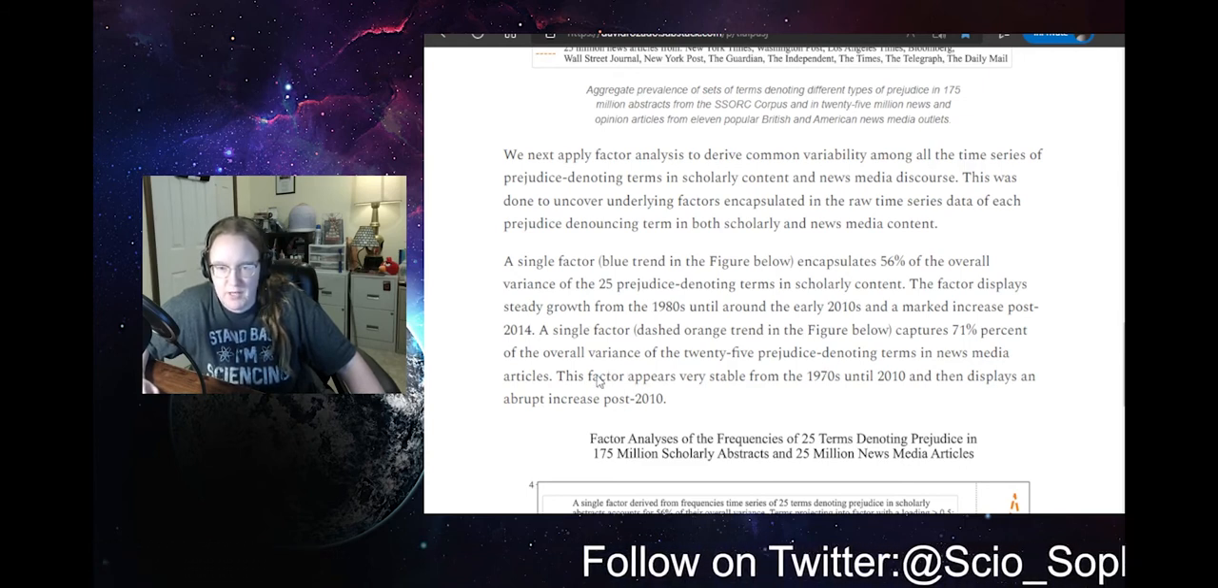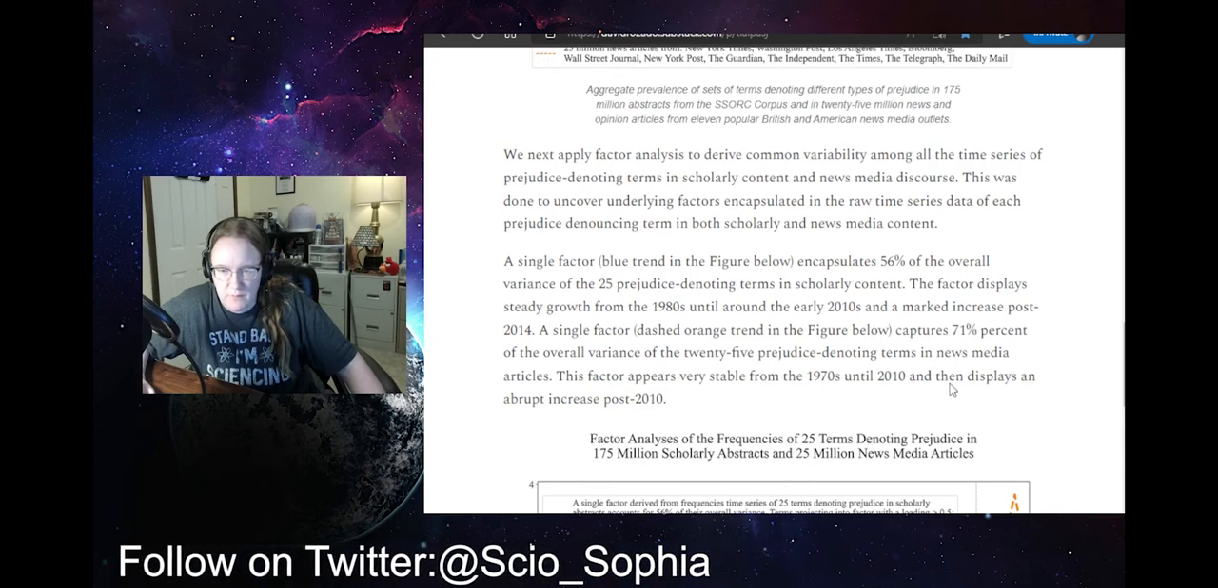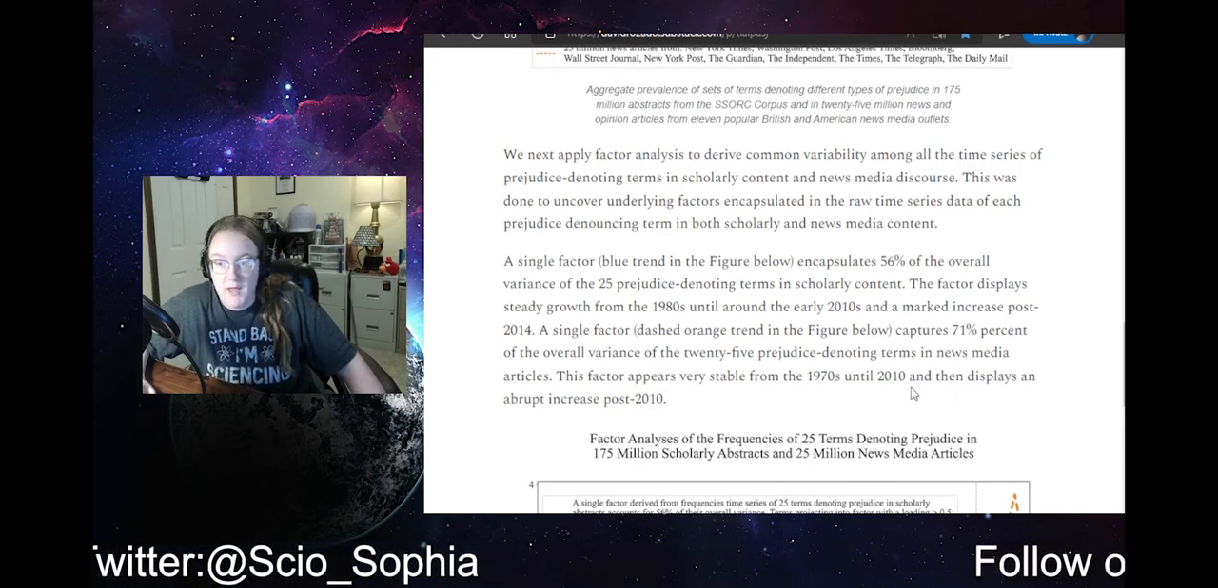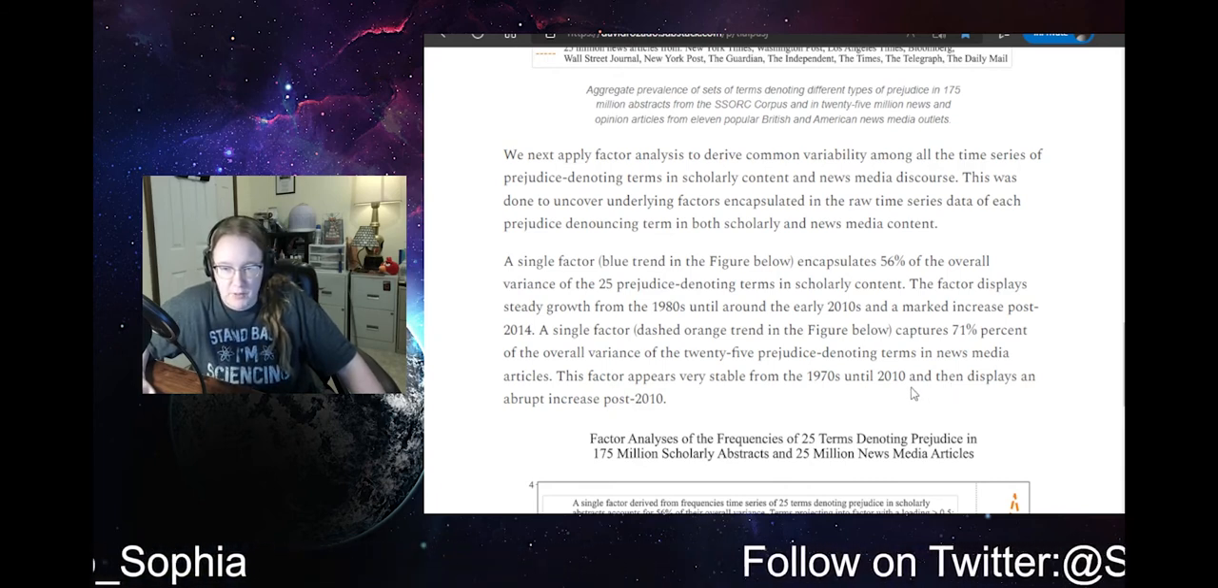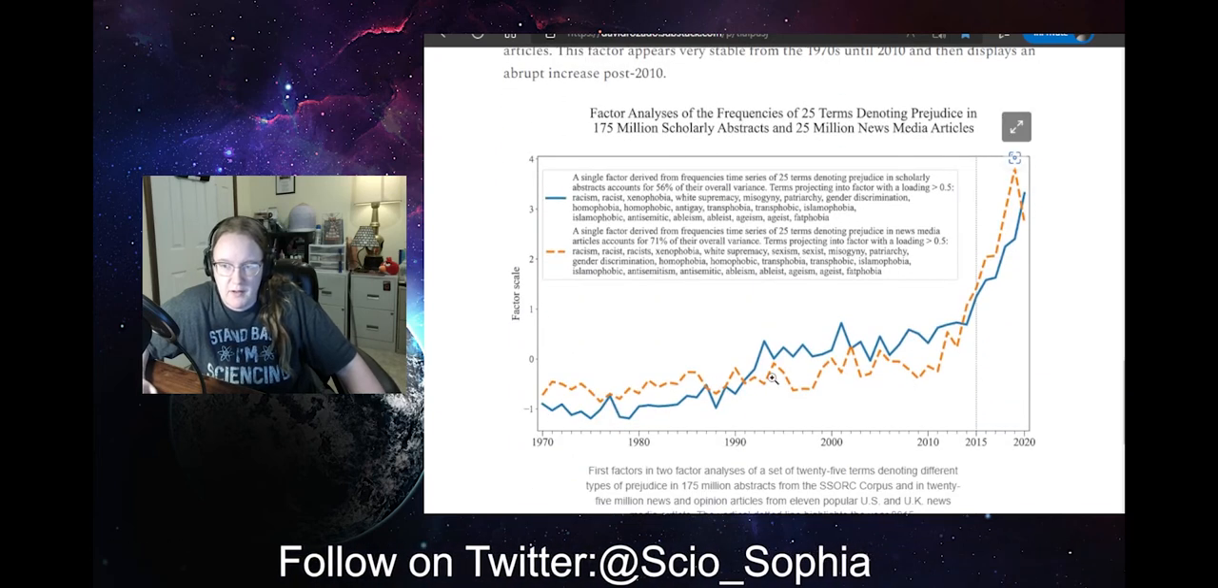The factor displays a steady growth from the 1980s around the early 2010s and a marked increase post-2014. A single factor, dashed orange line, captures 71% of the overall variance of the 25 prejudice-denoting terms in news media articles. This factor appears very stable from 1970s until 2010, rather. Wow. And then displays an abrupt increase post-2010. So that's what they're talking about right here.